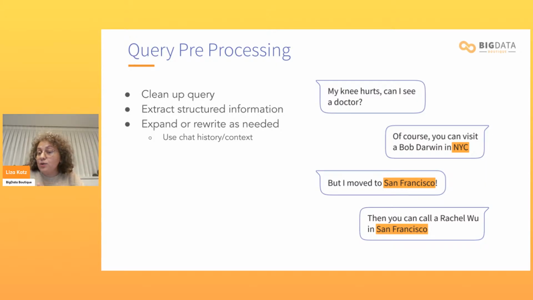But then the user can reply. This is a chat. So he says, but I moved to San Francisco. Now, this is not a question. This is just a follow-up on what he asked. He's not asking about San Francisco. He's saying my knee hurts. Can I see a doctor in San Francisco? So we will need to actually consider the chat history, the recent history, or maybe not so recent history, to understand more about what the user is trying to ask and rephrase the question.